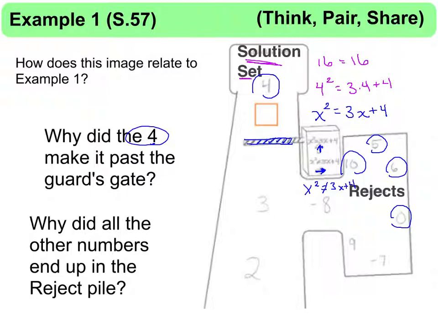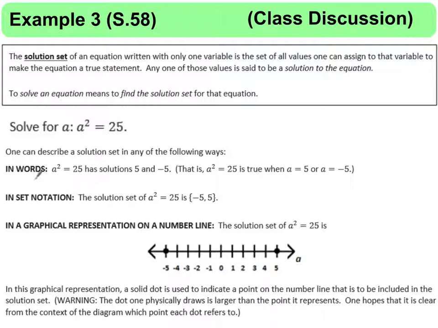So the major thing that we want to drive home with this piece is this notion of a squared equals 25. Each student is going to get tested on their ability to reason through this piece. And so we want to know that their ability to handle x squared is okay. So if we look at it, one can describe a solution set in any of the following ways. In words, we could say a squared equals 25 has the solutions 5 and negative 5.